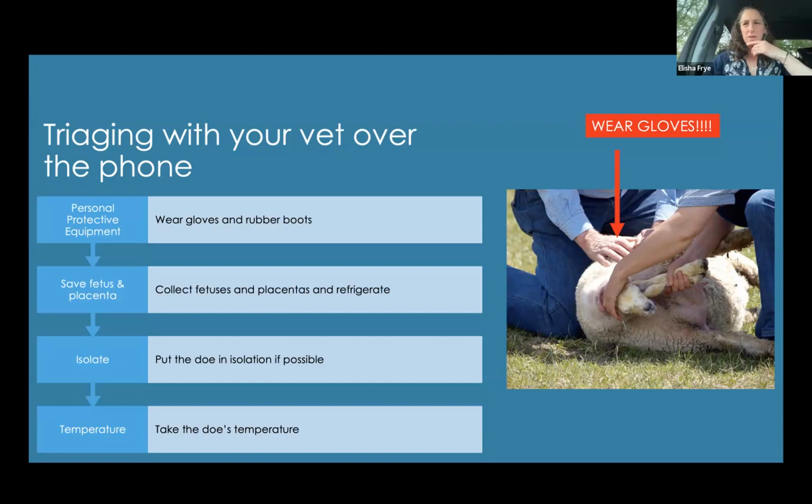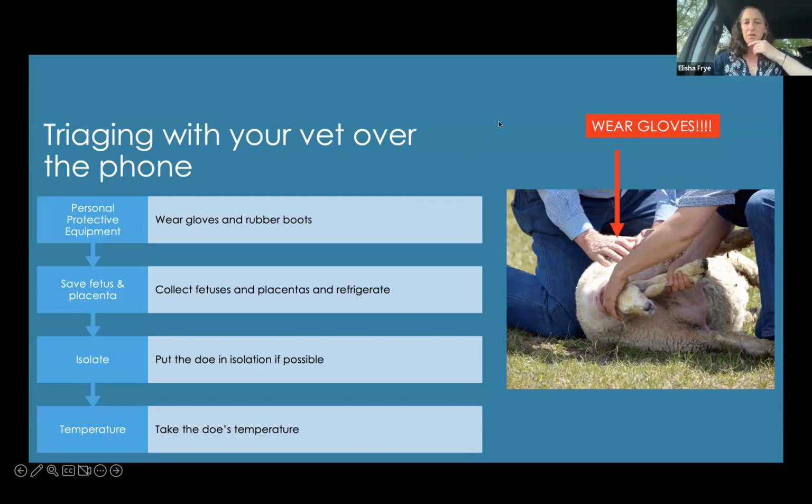If you're dealing with an abortion, the best thing to do is to wear gloves and rubber boots. You want to protect yourself. A lot of the things that can cause abortions in small ruminants can also make humans sick, typically only if they're immunocompromised or the very young or very old. But basically, don't do a dystocia barehanded. That is a no-no. You should be wearing protective equipment and then washing your hands afterwards. So that's just kind of a general rule.